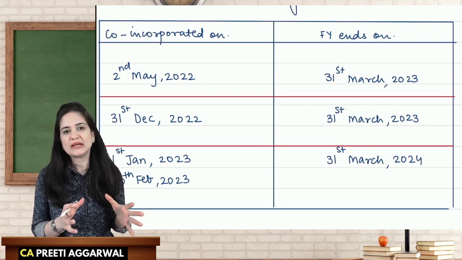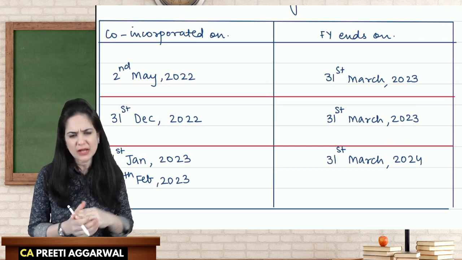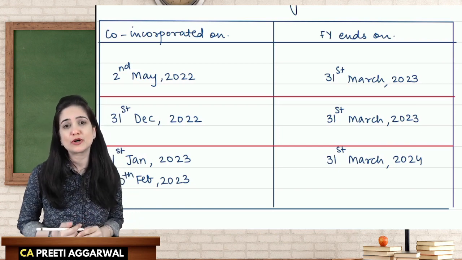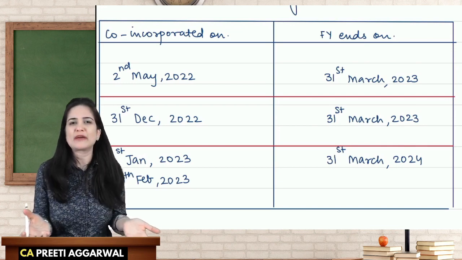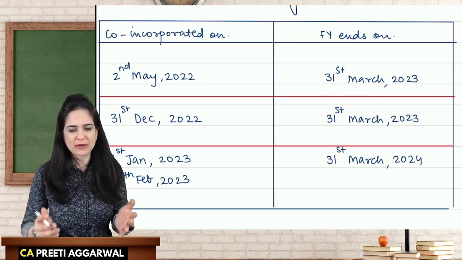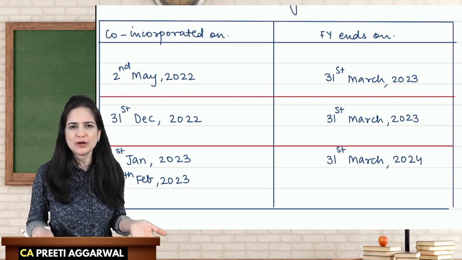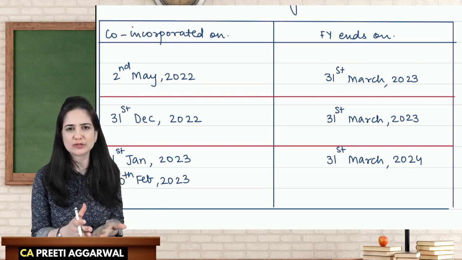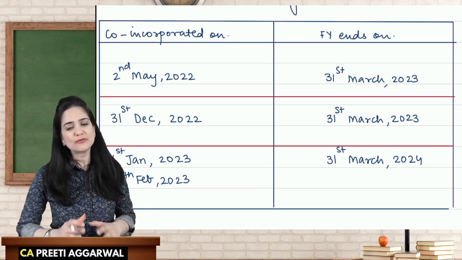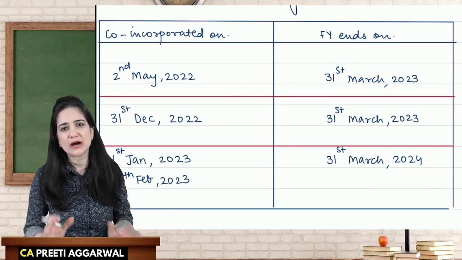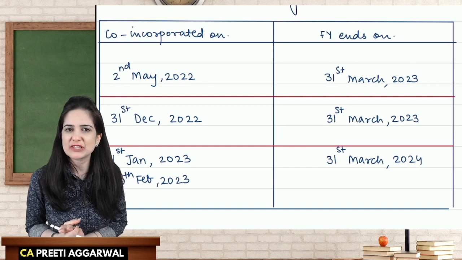Now, in case your company is incorporated either on or after 1st of January, let's say it is incorporated on 20th of January, 20th of February 23, how will you prepare financial statements for just 1.5 to 2 months? It is not fair, no? You won't be able to prepare any books of accounts properly. You've just started the business. So we cannot end your year on 31st March 23. It will be too soon. Therefore, the year ends on 31st March 2024.